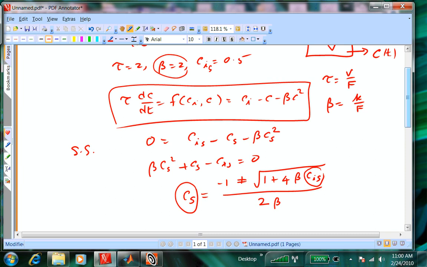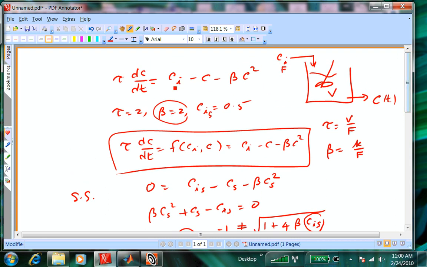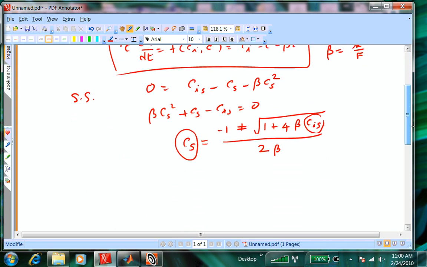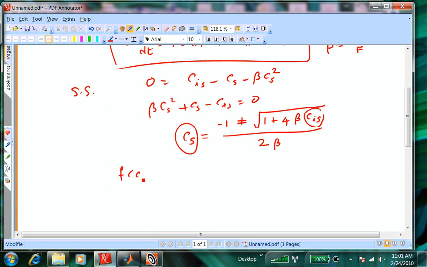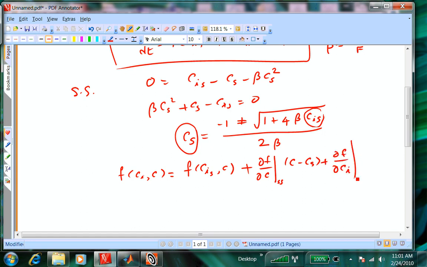The next step, any questions on that? The next step, again, I want you to do the Taylor series expansion for this particular function. That is the key. I'll give you a minute to write it out, and then I will write it out, and we'll see whether we agree with each other or not. So it's basically the partial derivative of that function with respect to C at the steady state multiplied by C minus CS, plus the partial derivative of that function with respect to CI at steady state multiplied by CI minus CIS. But we have already found the steady state solution, so this is 0.